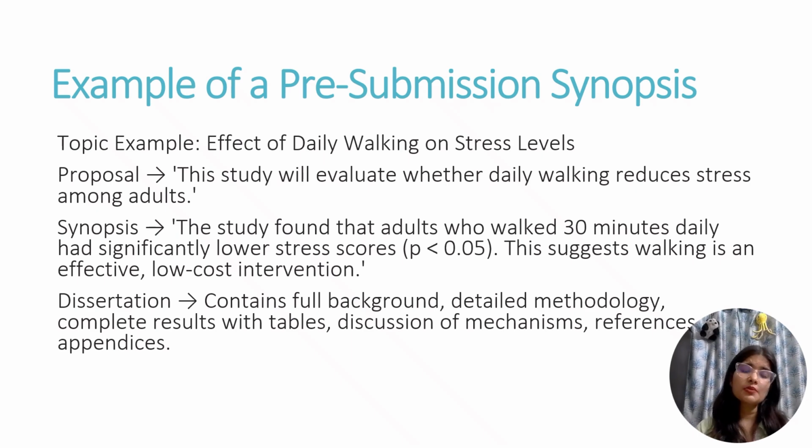In the pre-submission synopsis, after completing your study, you would write, the study found that adults who walk 30 minutes daily had significantly reduced stress scores, with p less than 0.05. This suggests walking is an effective low-cost intervention. In the dissertation, you would provide all the details: full background, extensive literature review, methodology, every table and chart of results, discussion of mechanisms, limitations, references, and appendices. This shows how each document differs in the level of detail.